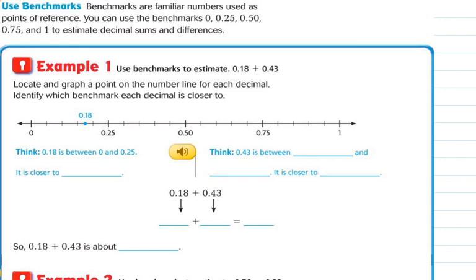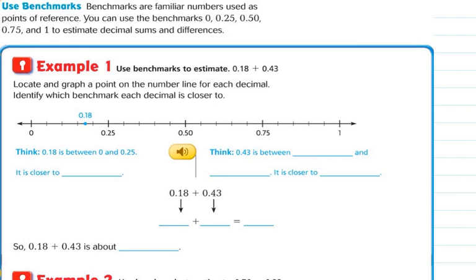And boys and girls, remember what we've been talking about all chapter. $0, 25 cents, 50 cents, 75 cents, and $1. Use it and think of it as though it's money. So it says example 1, use the benchmarks to estimate 18 hundredths plus 43 hundredths. Locate and graph a point on the number line for each decimal and identify which benchmark decimal is closer to.